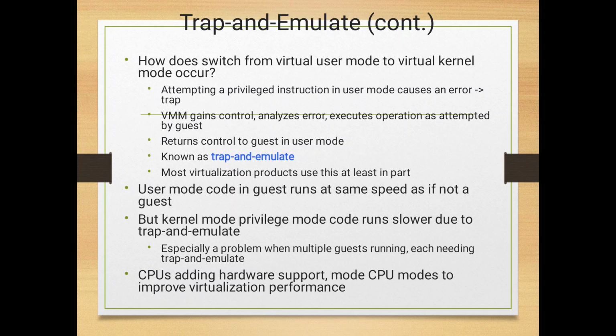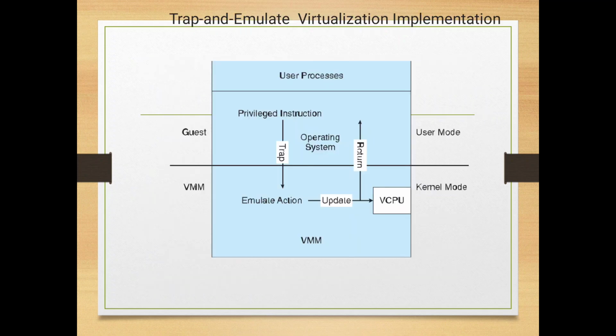User mode code in the guest runs at the same speed as if it were not a guest. But kernel mode privileged code runs slower due to trap and emulate. So CPUs are adding hardware support, CPU modes, to improve virtualization performance. Now the trap and emulate virtualization implementation is given. Here we have the VMM and the guest, in user mode and kernel mode.